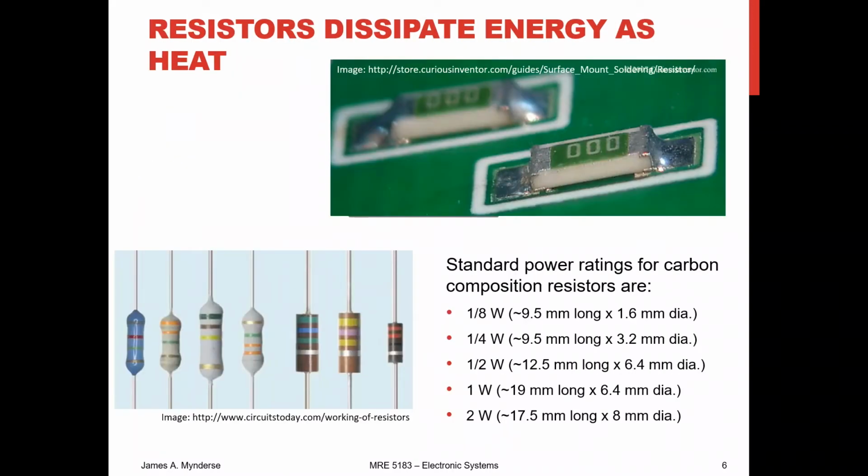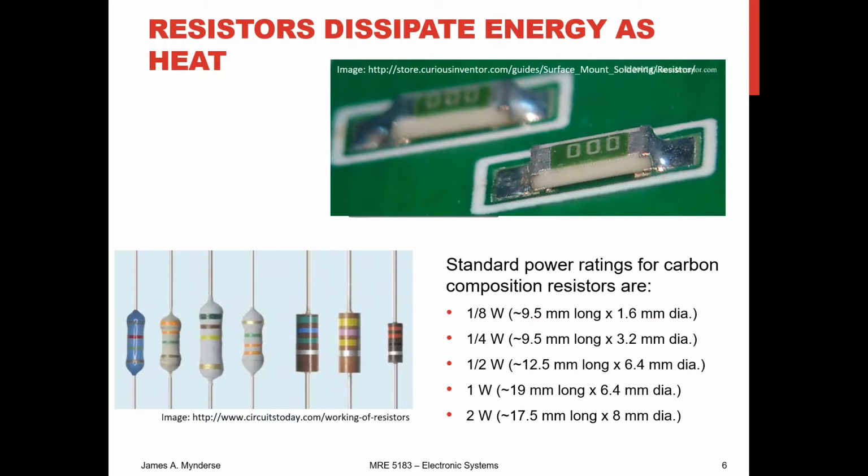So let's start with resistors. You've seen resistors, you have played with resistors. Resistors are a way of dissipating energy. So they dissipate energy as heat. There are all sorts of different styles of resistors. So in the upper right there, you see a picture of a surface mount resistor. And in the lower left, you see through-hole resistors.